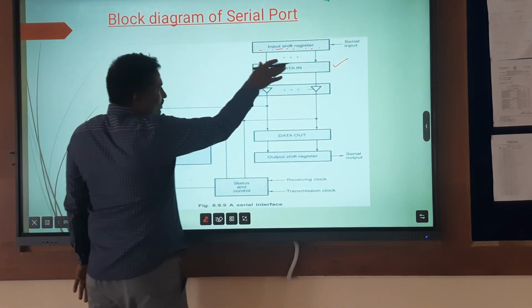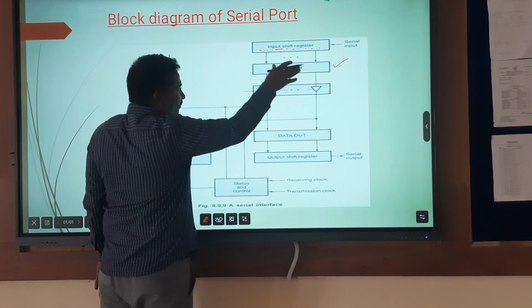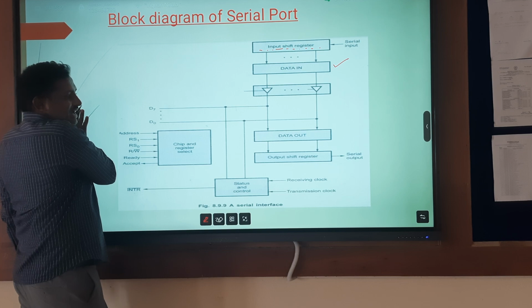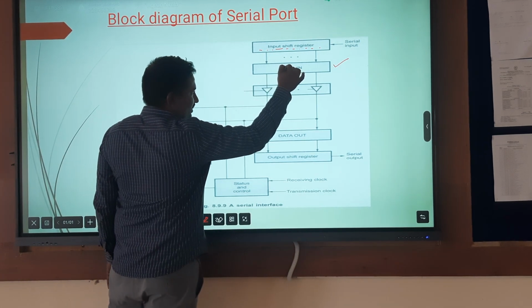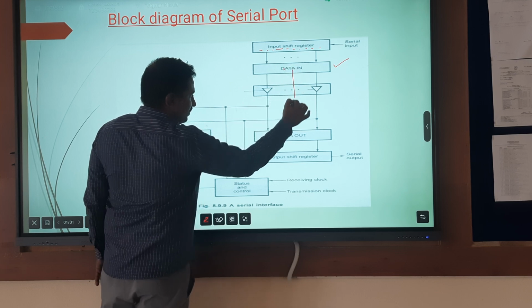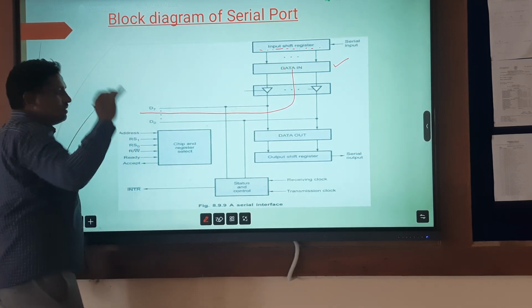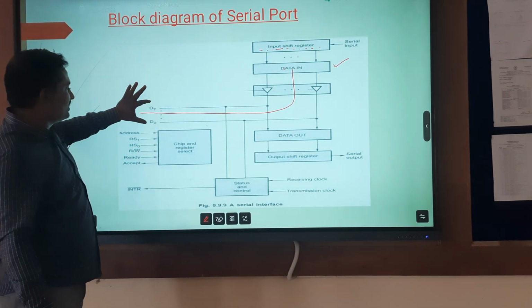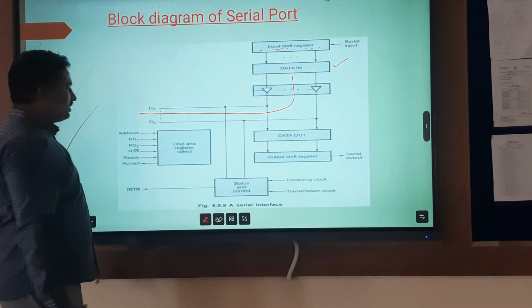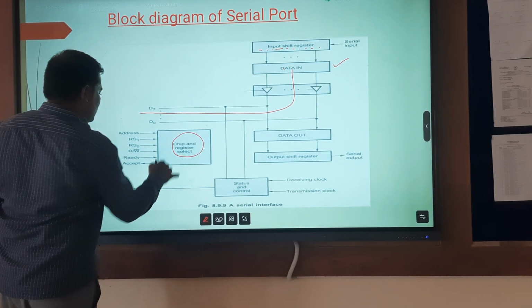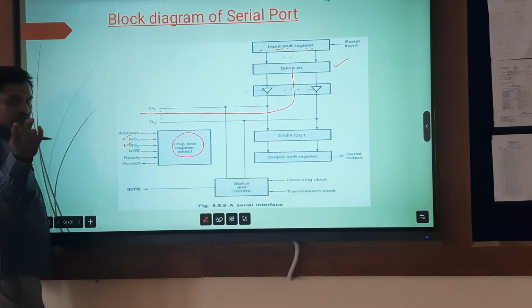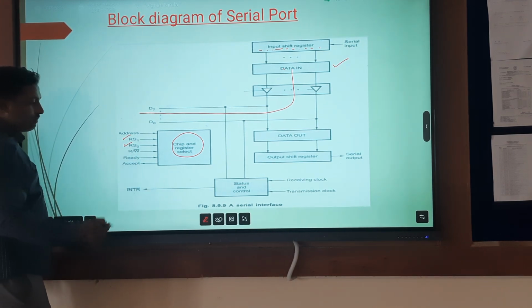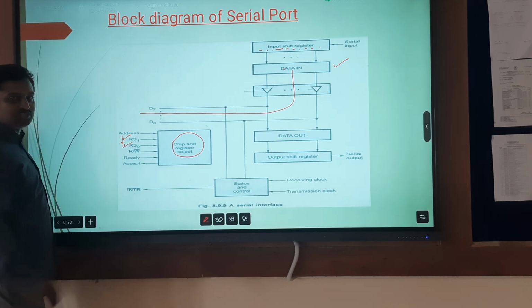Now the data in register data will be received by the processor with the help of data lines. So whatever data is in the data in register will be received by the processor parallelly. That is 8 lines. Now this is the chip and register select. In the previous place we saw 3 register selection lines, but here we have 2 register selection lines, RS0 and RS1.